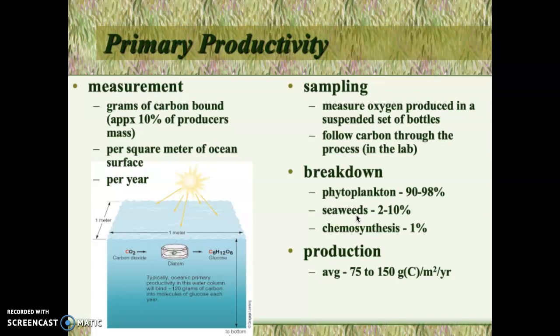Seaweeds, the macroscopic organisms that you can see, and we're going to talk about algae and plants, are anywhere between 2 and 10% of the productivity in the ocean. And then the chemosynthesis, which we see primarily at the bottom near deep sea vents, that accounts for about 1% of the productivity in the ocean. And you can see the average productivity number is in the range of 75 to 150 grams of carbon per square meter per year.